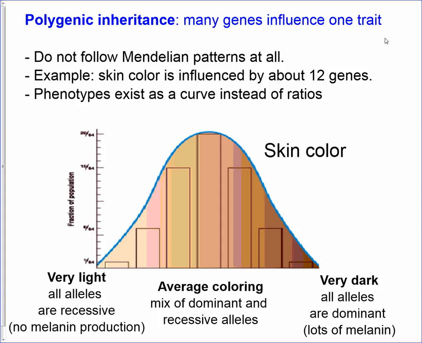Okay, polygenic inheritance. This is when many genes influence one trait. So a good example of a polygenic trait would be skin color, which is influenced by about 12 or so genes. So that means 24 alleles can come together and be dominant or recessive, or a mixture of both. And you'll have very dark skin if most of those alleles are dominant, which means that you'll produce a lot of melanin. Or you'll have very light skin where all the alleles are recessive. Most likely you'll have a mixture of both and fall somewhere in this range right here.